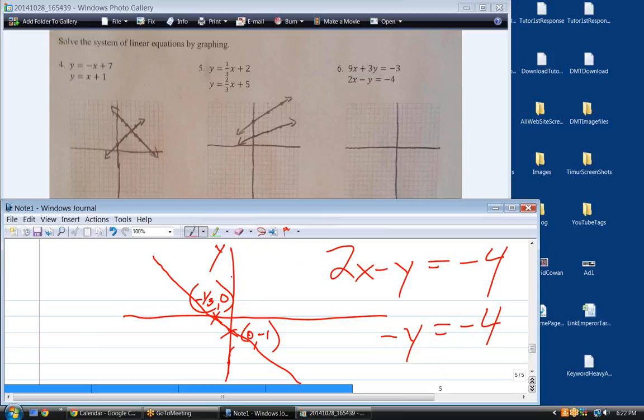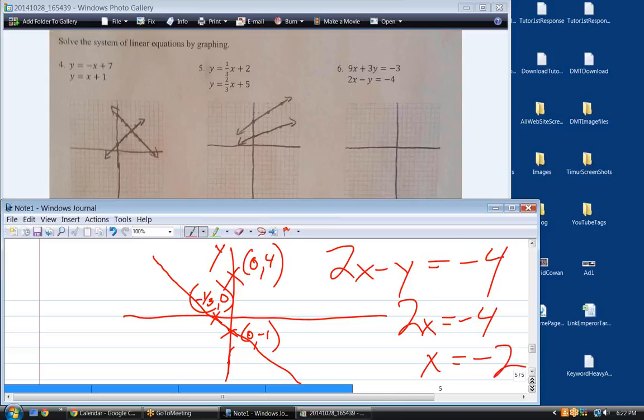So now I know my y-intercept right there. That's at 0, comma 4. What's the x-intercept? Now you would replace y with 0. So now you have 2x equals 4. And then you divide by 2. So x is equal to 2.